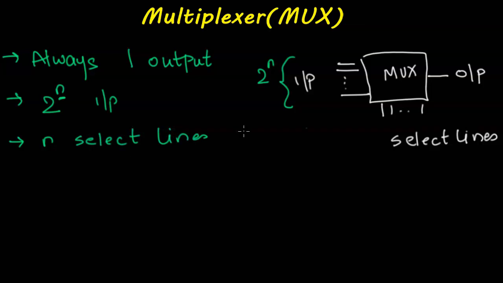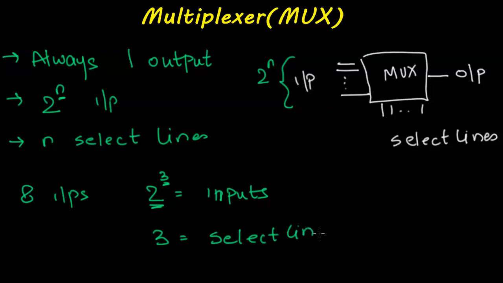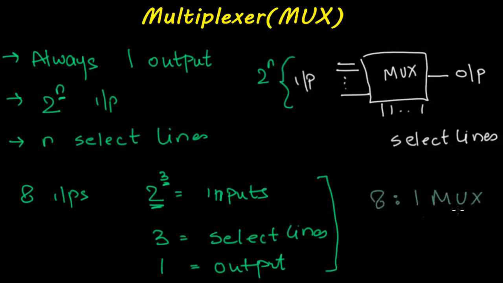Let's take an example. If I say we have 8 inputs, what does that mean? We have 2^3 inputs, correct? Because 2^3 is 8. So these are my number of inputs, and we have 3 select lines, and always one output line. With this configuration, a MUX is written as 8:1 MUX, that means inputs to number of output MUX.